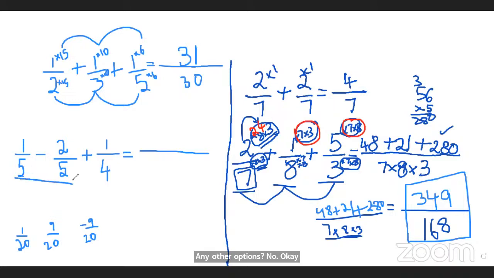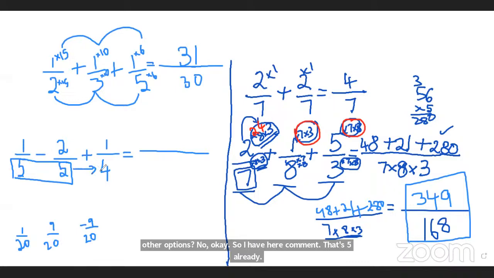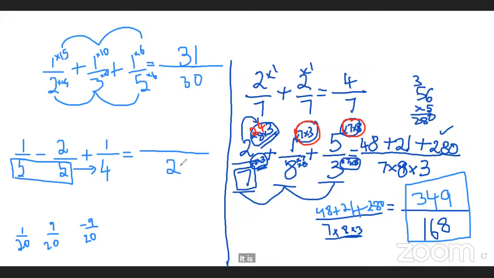So I have here common, that's 5. Already it is common. So with that, joins 4. So my denominator is just 20. Okay, 5 times 4 is 20. 5 times 4 is 20. The same thing is multiplied over here, 4 and 4. So this is 1 times 4 is 4 minus 4 times 2 is 8. Done.